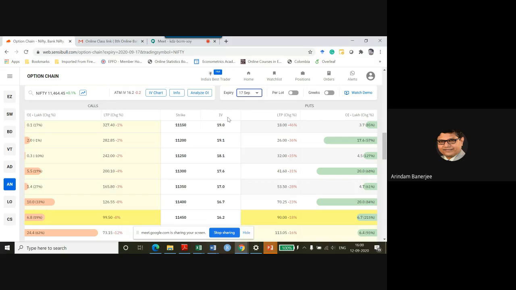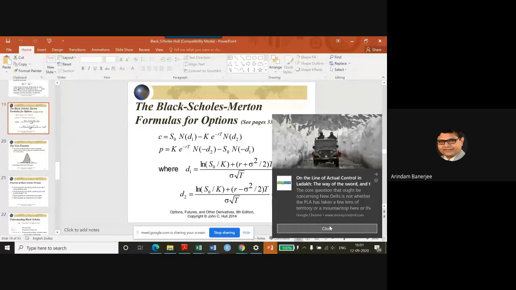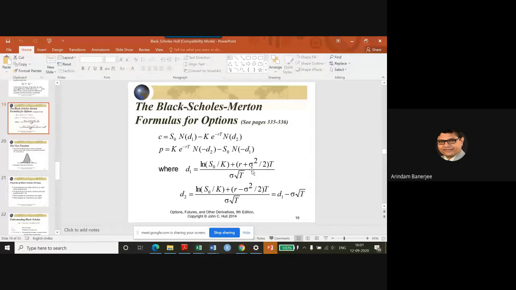So when I am saying the implied volatility is 16.2, right? What I am doing in this formula is putting in the market value of call, the market value of spot, the value of strike chosen, the value of R, the value of T, and then I am calculating the value of this sigma. The value of sigma which I am getting, that is actually the implied volatility.